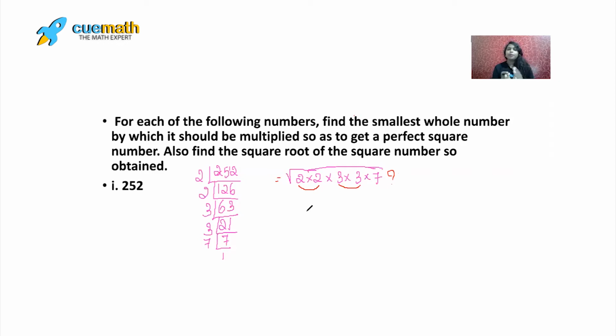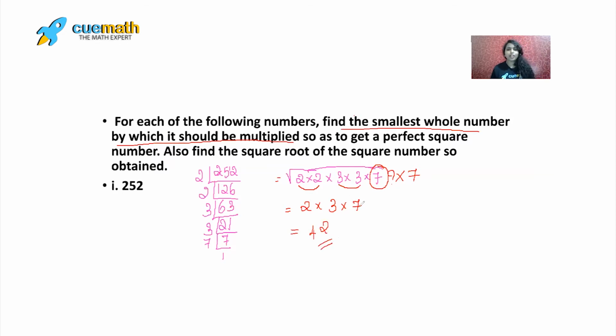So in order to make that number a perfect square, look at the question here. Find the smallest whole number by which it should be multiplied so that we get a perfect square. So can you all tell me now which number I should multiply with? So 7 is not paired. Definitely I should multiply it with 7. So now look at this. The square root of this number should be 2 times 3 times 7. Did you all understand now? Yes. So the answer will be 42.